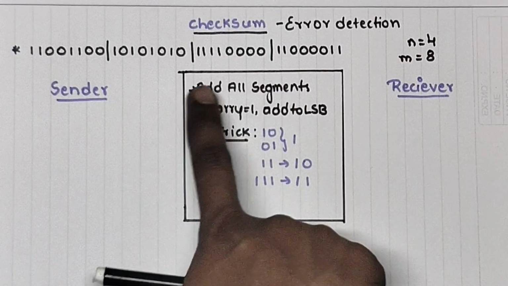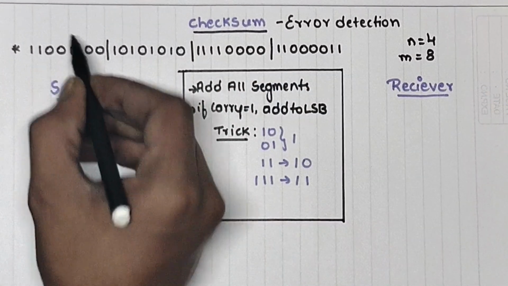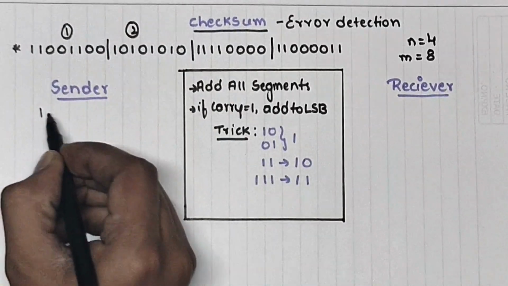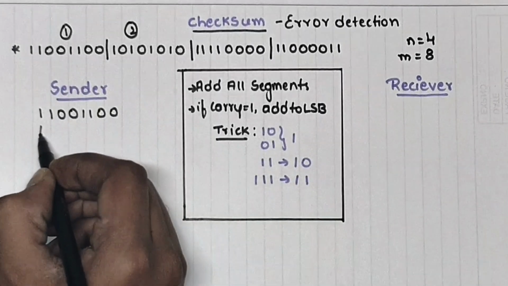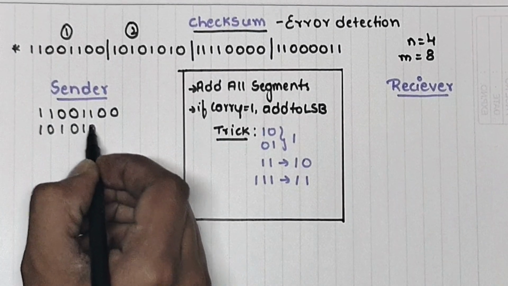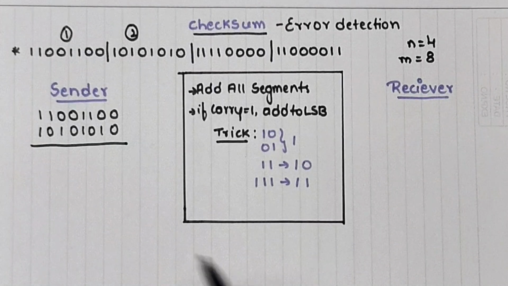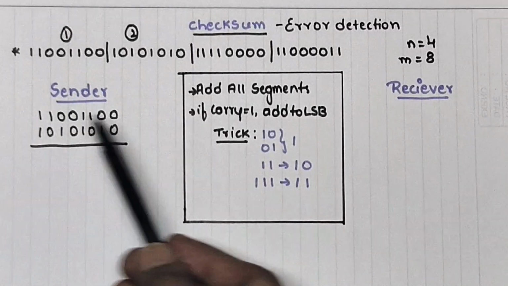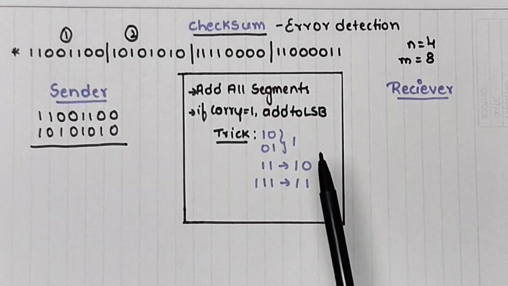So what is the first step? Add all the frames. First let's take the first frame and the second frame: 1 1 0 0 1 1 0 0 and 1 0 1 0 1 0 1 0. The trick is, when you are adding, if at last you get carry equal to 1, then add it to the LSB, that is the least significant bit.